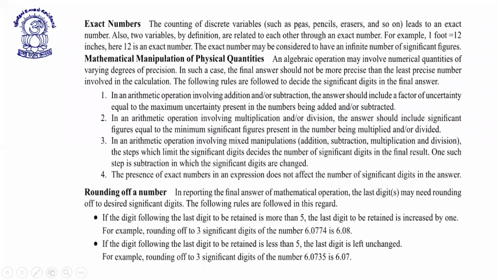So in an arithmetic operation involving multiplication and/or division, the answer should include significant figures equal to the minimum significant figures. Minimum, you underline there. So minimum significant figures present in the numbers being multiplied and/or divided. Next, in an arithmetic operation involving mixed manipulations, addition, subtraction, multiplication, and division, the steps which limit the significant digits decide the number of significant digits in the final result.